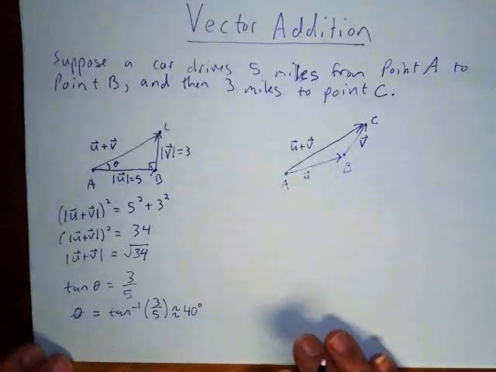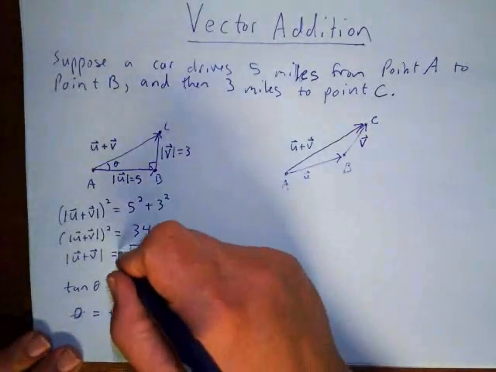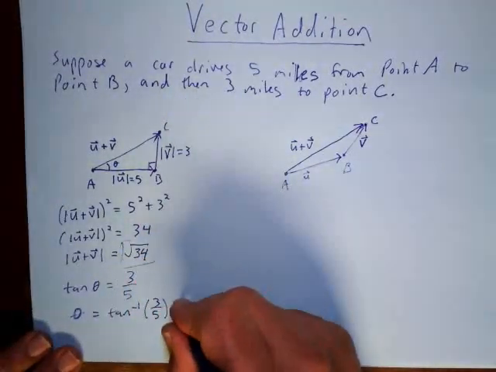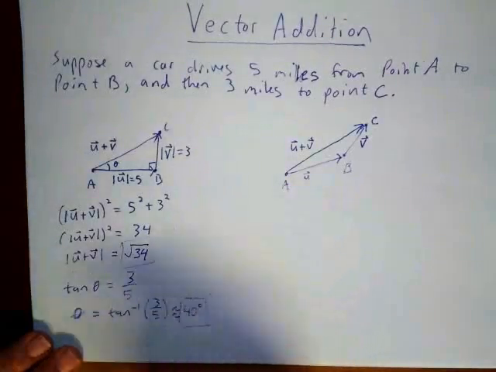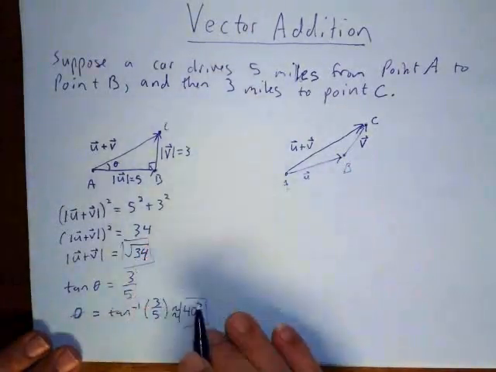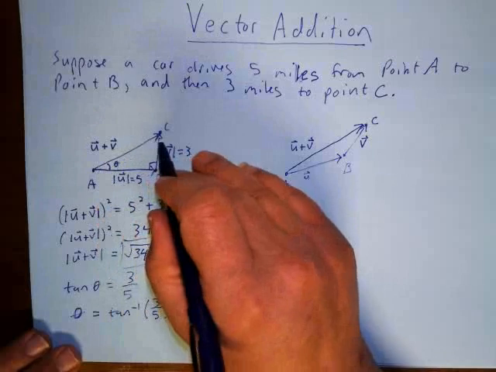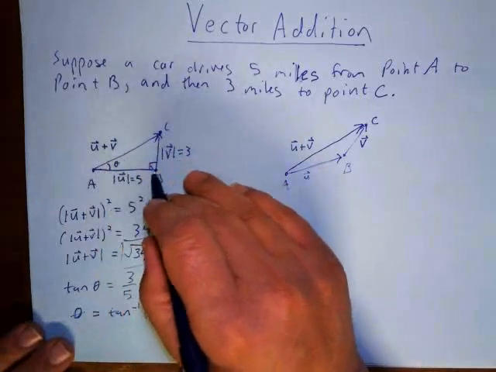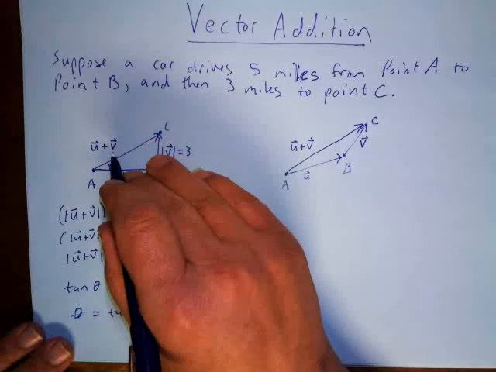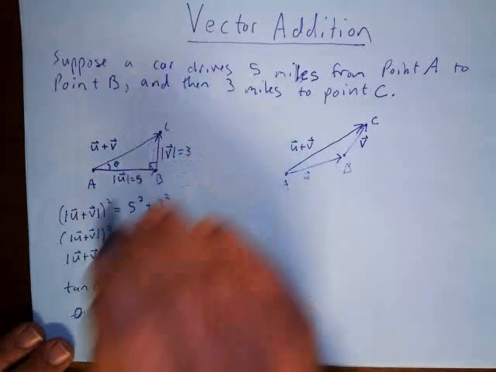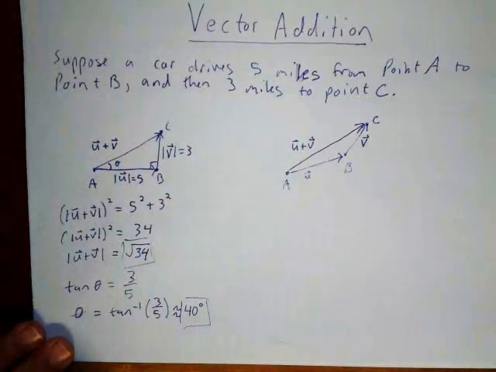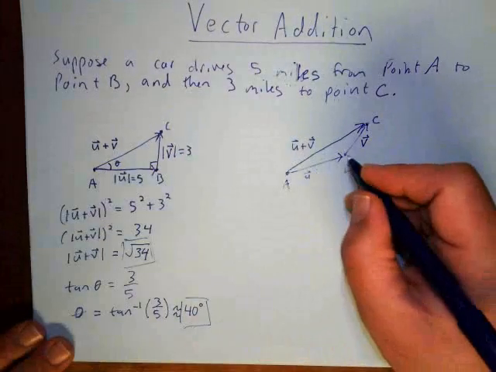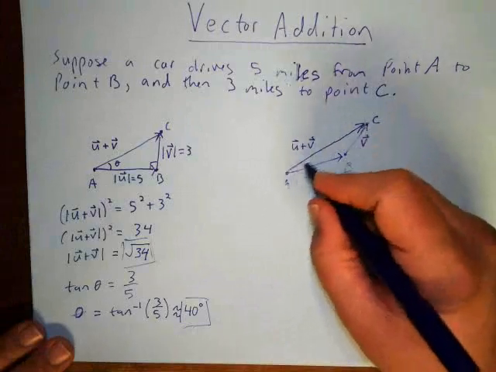If I round to the nearest degree. Okay, so there's the magnitude and there's the direction. And this would be the magnitude and the direction of the resultant angle. So we call the sum of two angles, u plus v, the resultant angle. Okay? So, what about this one though?